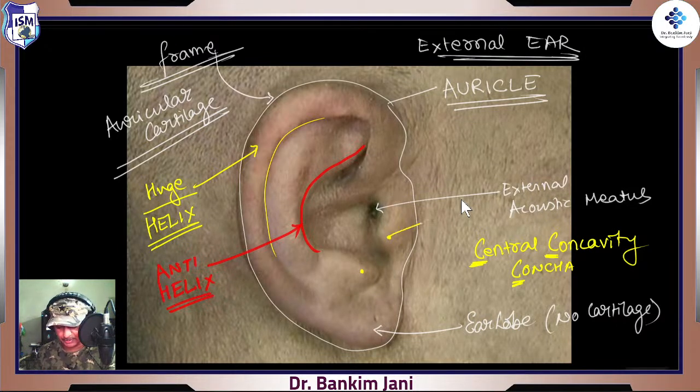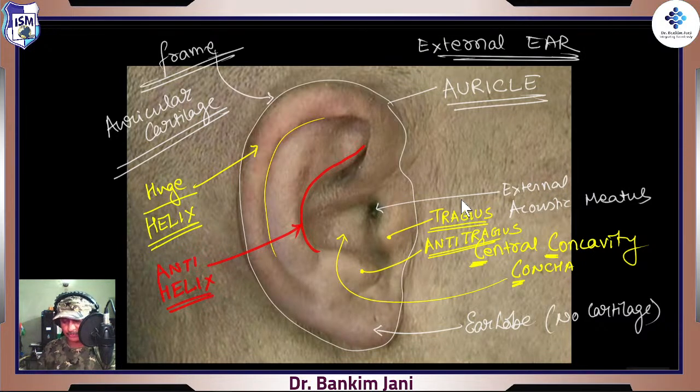So this one is called the tragus, which is a projection. Then this one is the antitragus. So this concha was this, I'll just do it like this. So that was the concha, and this is the tragus and antitragus.